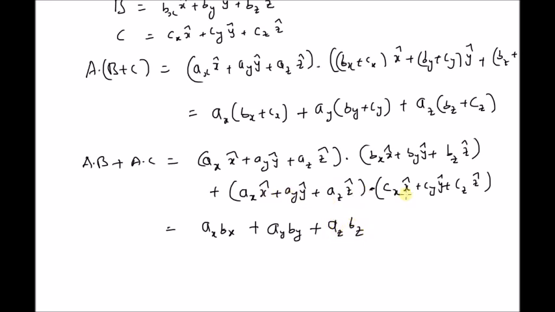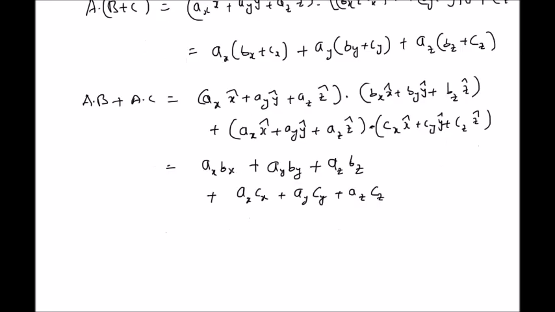And in the second case we have ax x hat dot product with cx x hat, which is ax into cx. And similarly, as in the first term, x hat dot y hat is 0, so we can ignore this second dot product, and also ax x hat dot cz z hat is 0, so we can ignore that. Similarly for cy and az into cz.